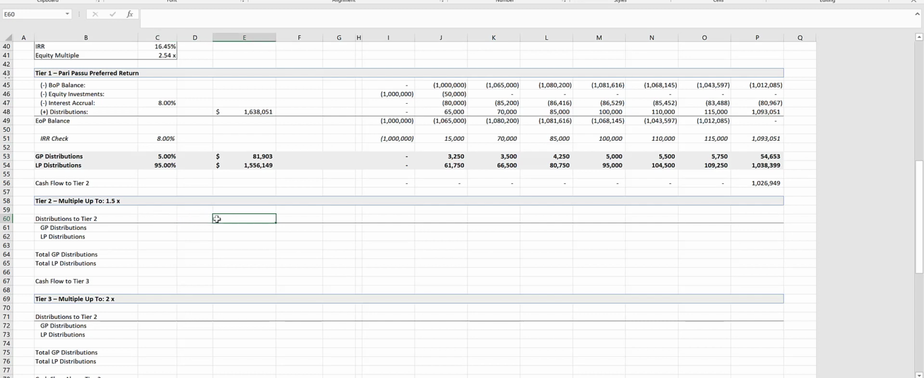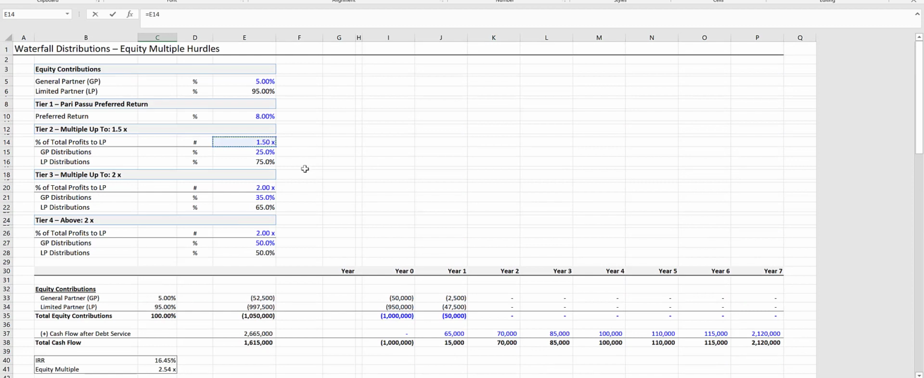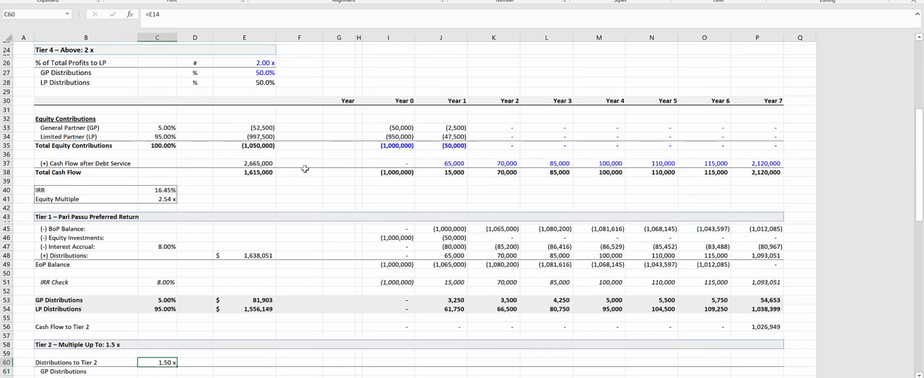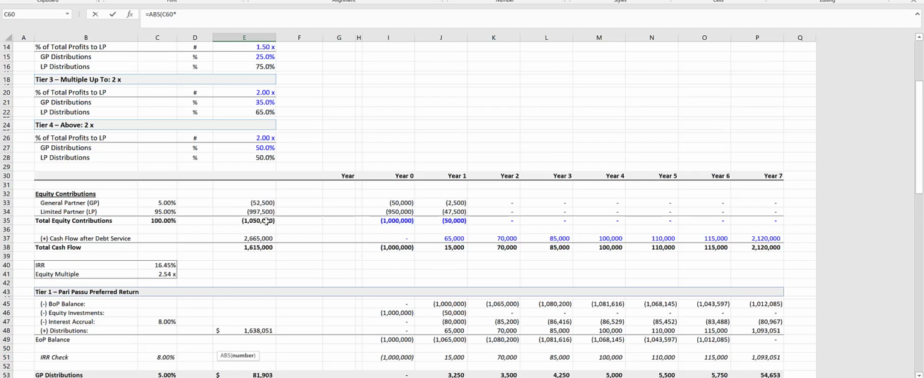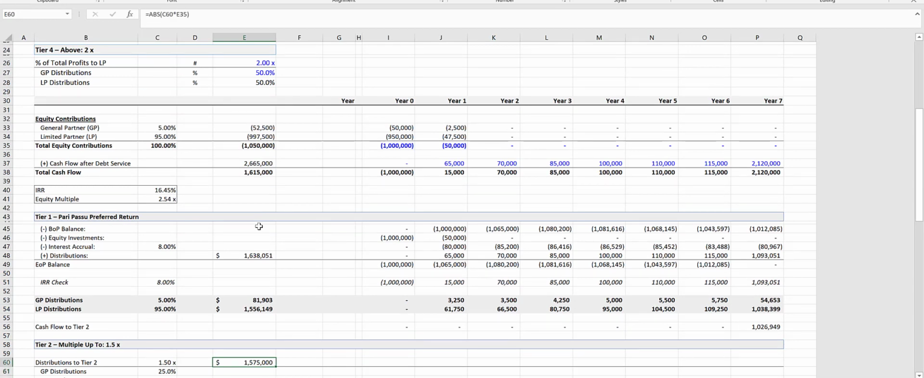And let's see. Let's pull this down in column C. So we want everything above the 8% up until we achieve 1.5x on our money. And that's going to be distributed 25% to the GP, 75% to the LP. Now let's figure this out. So what is 1.5x of, well, let's do an absolute value function. 1.5x times our total equity contributions, $1,575,000.